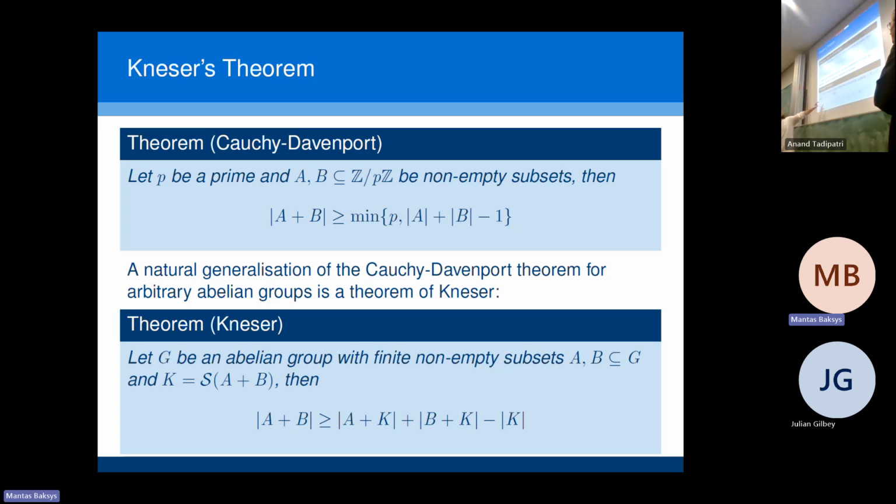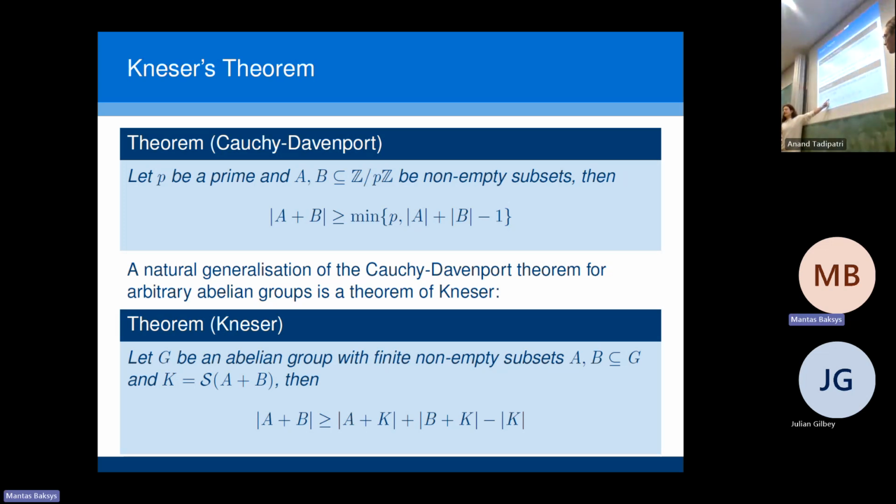Okay, so Kneser is kind of the same statement. It's a lower bound on the size of A plus B in terms of the sizes of A and B, except that actually you do a bit more. A plus K, assuming that K is non-empty, is at least as big as A, and B plus K the same, except that now you don't have a minus 1, you have a minus the size of K. So what's this K? It's the stabilizer of A plus B itself. So it's not as easy as Cauchy-Davenport because now you have a dependence on some group theoretic object.